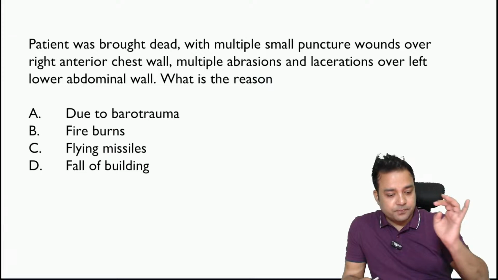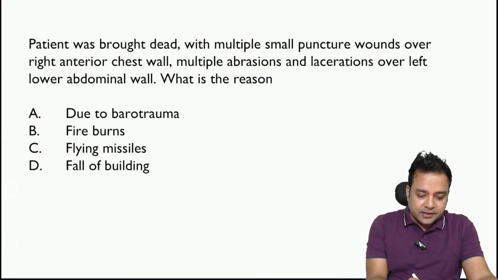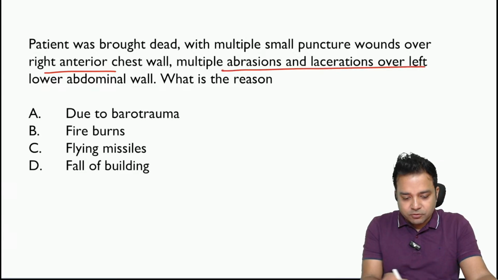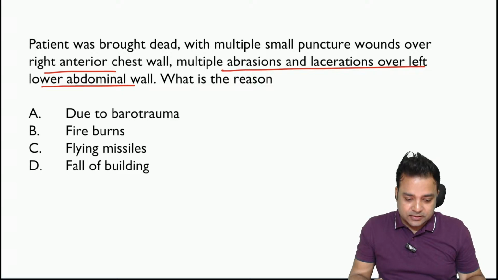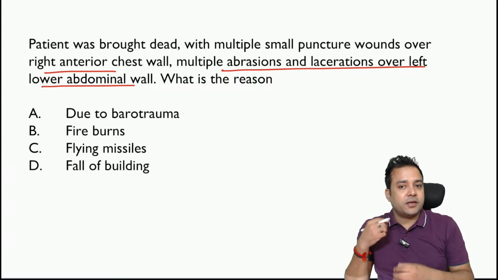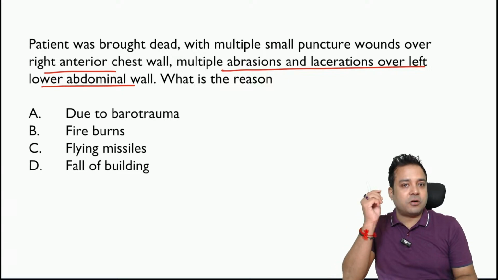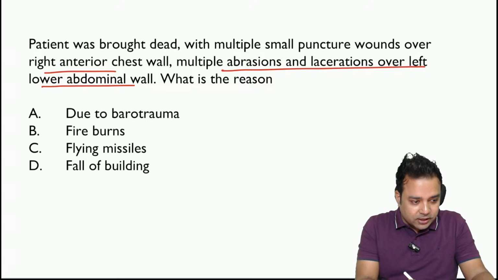Come to next one. Patient was brought dead with multiple small puncture wounds over the right anterior chest wall, multiple abrasions and laceration over the left abdominal wall. What is the reason? The correct reason is hitting of different parts of the body by a flying object, which will lead to Marshall's triad of abrasions, bruise and laceration. So the correct answer goes with C.